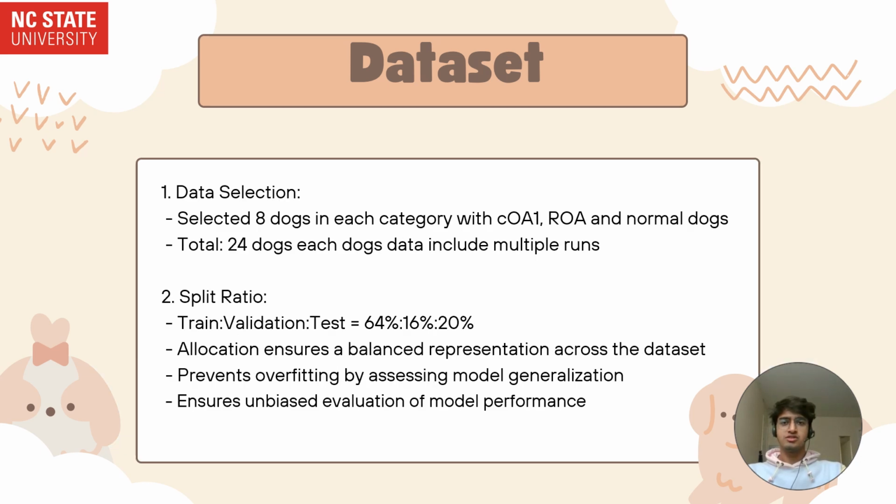There are three classes of dogs: normal or healthy dogs, dogs which show radiographical evidence of osteoarthritis but experience no pain, labeled as ROA, and dogs showing radiographical evidence of osteoarthritis along with clinical signs, labeled as COA1. The data used by us consists of 24 dogs, 8 dogs of each class for having balanced data, each dog having multiple walks recorded. Data is then split into train, validation, and test sets in the ratio 64%, 16%, and 20% respectively.